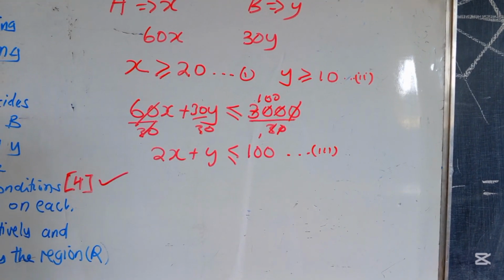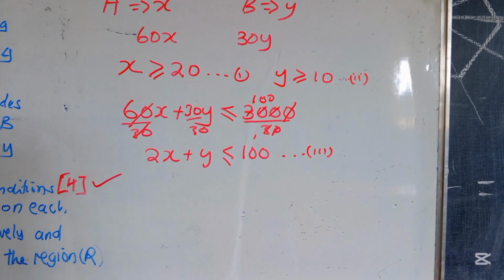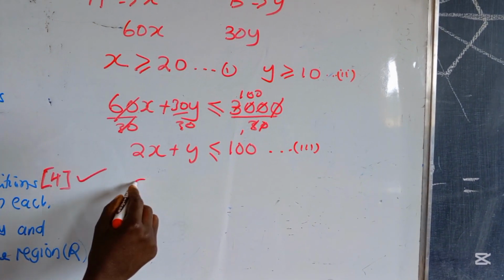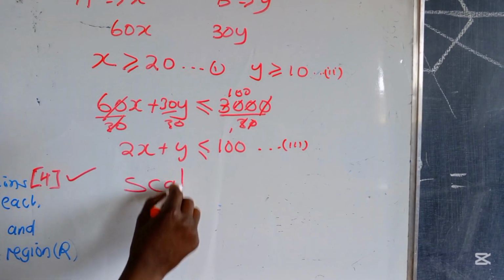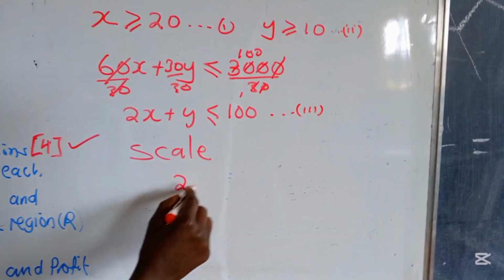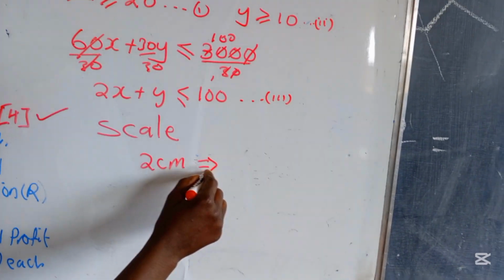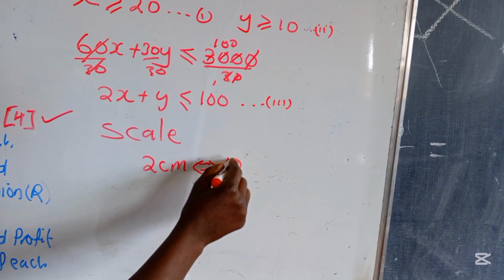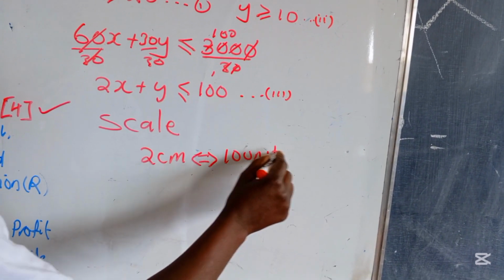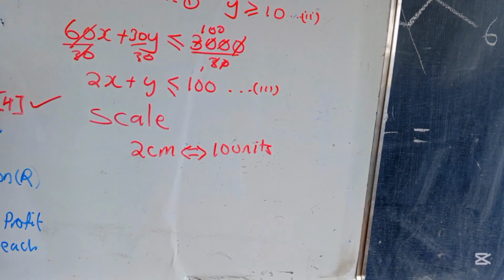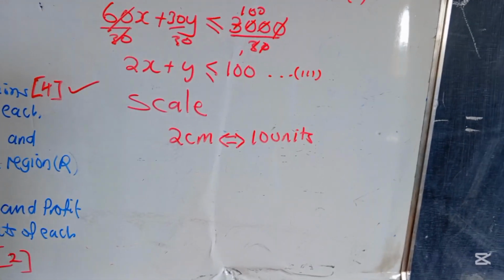Using the scale. Let me talk about the scale. Now here they are talking about the scale. The scale we are given is 2 centimeters to represent 10 units on both sides. So 2 centimeters to represent 10 units.